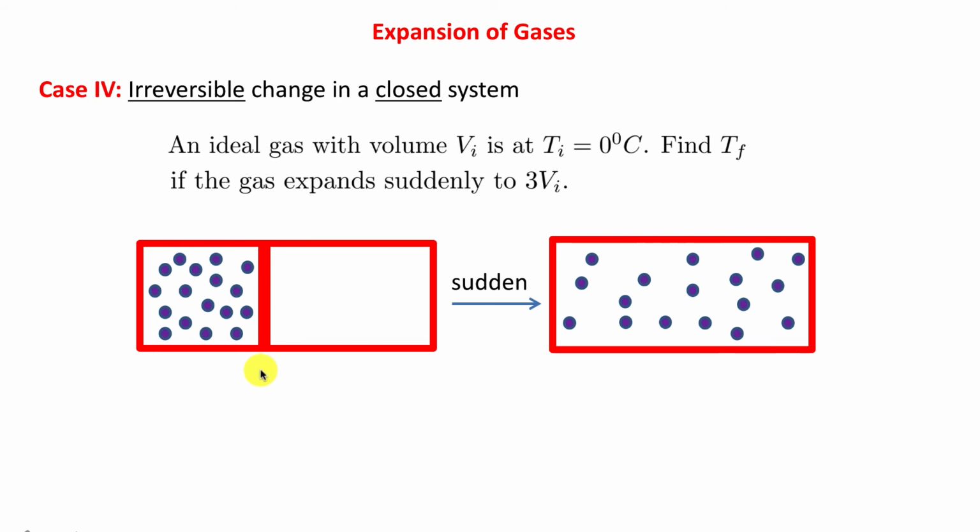Now, when I took away this partition and this gas spread out, there is no piston. And so no work was done, no heat was put into the system either, which means that the internal energy of the gas did not change. We arrive at the conclusion that there's no change of the internal energy and so no change in the temperature either.